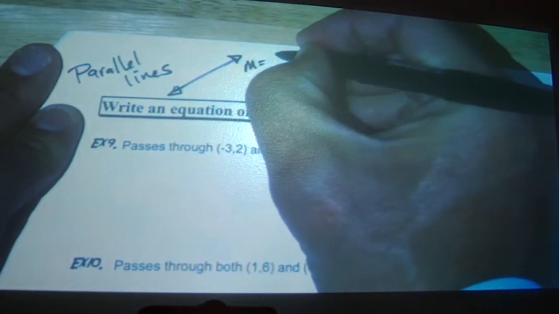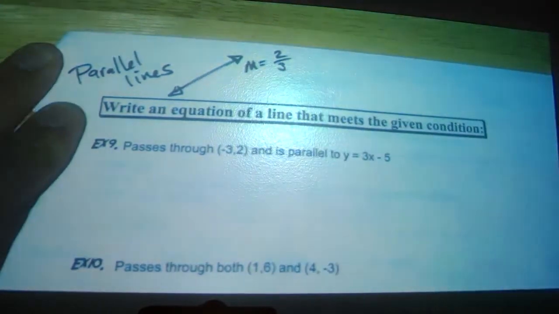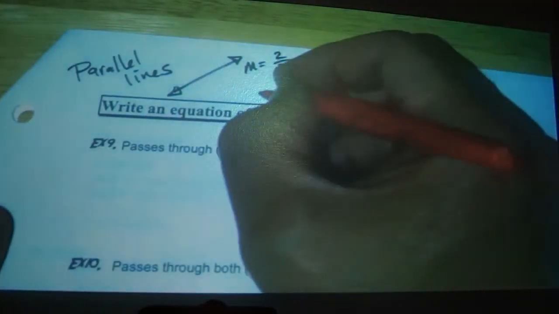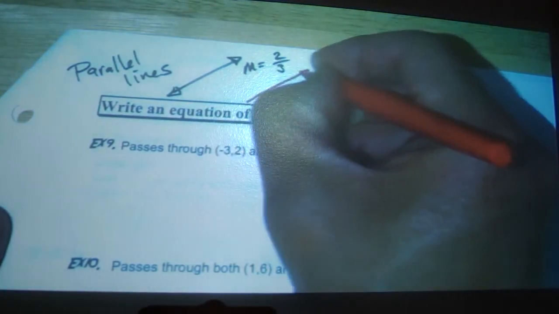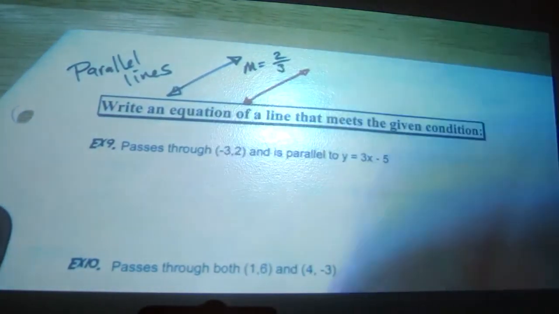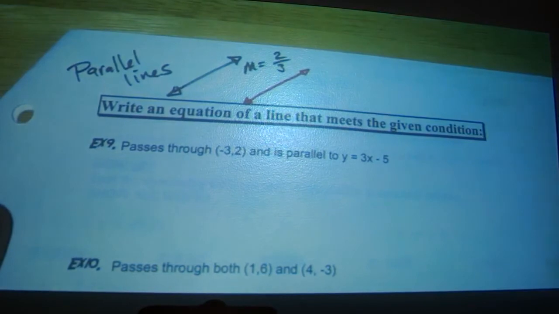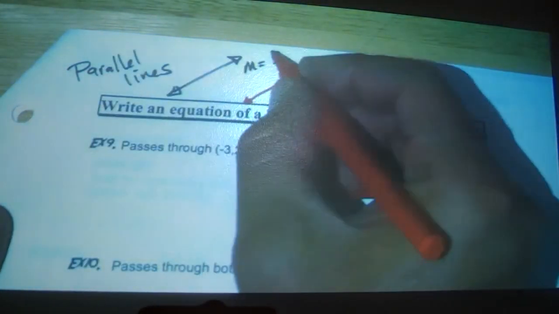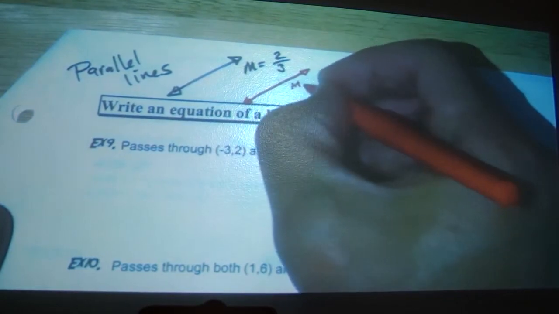Let's say that line has a slope of 2/3. What do you guys know about a line that is parallel to that? Parallel again means it never touches, never crosses, never intersects. What do you guys know about its slope? If this guy's slope is 2/3, what's the slope of this parallel line?